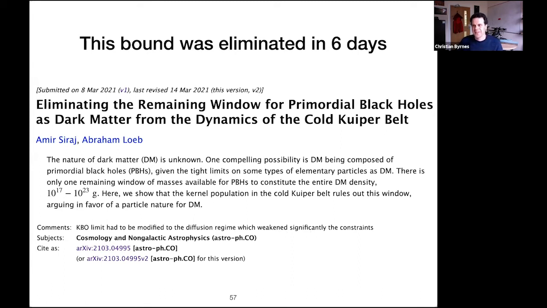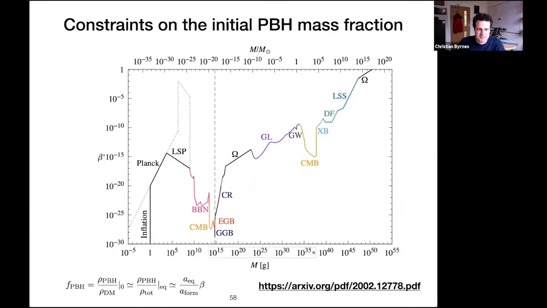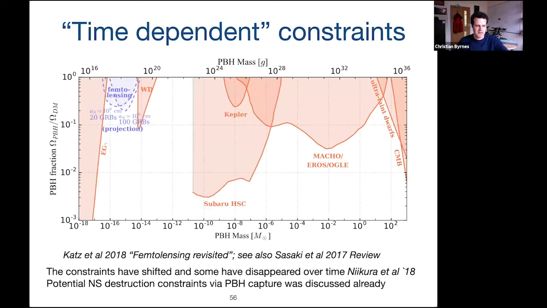So just a warning, sometimes even, this one wasn't even published, of course, not in 6 days, but other results have been published, but nonetheless haven't stood up to longer term scrutiny. Now, okay, but anyway, so we've got lots and lots of constraints of fPBH, the fraction of dark matter allowed today.